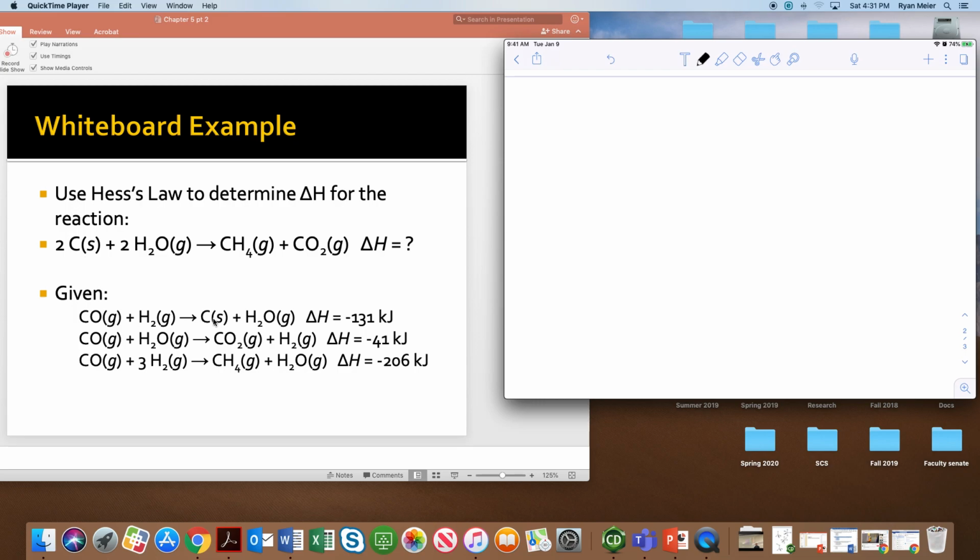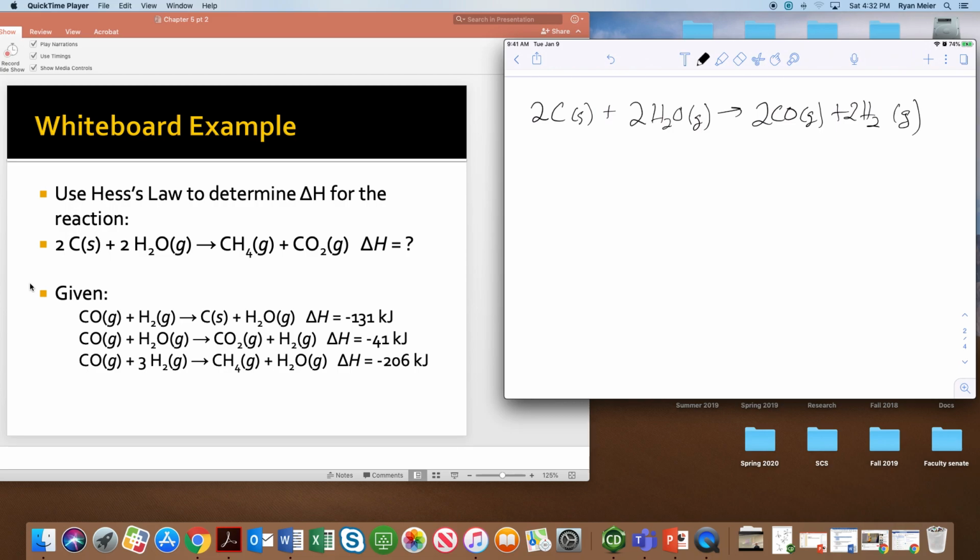And so if I do that, this top reaction, if I rewrite it, and I'm going to show this on the whiteboard here on the side, I'm going to end up with 2 carbon solid plus, if I'm multiplying everything by 2, 2H2O as a gas. And that's now going to 2CO as a gas and 2H2 as a gas. Right, so everything in that reaction got multiplied by 2, and everything in that reaction got reversed.